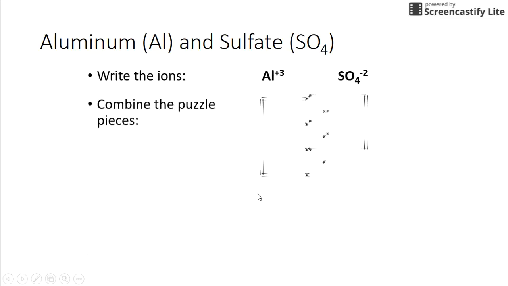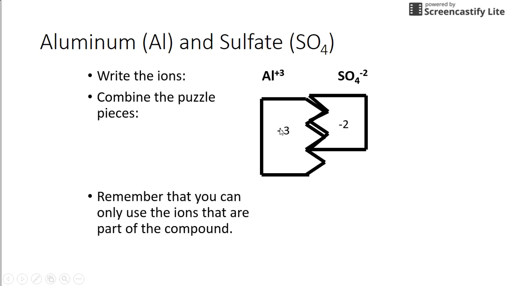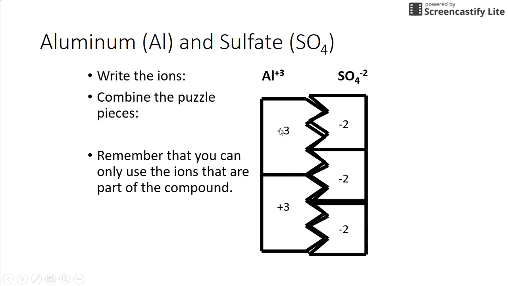Aluminum sulfate. Yeah, this is the ugly one. So aluminum's +3, sulfate's -2. So you're going to look for a lowest common multiple, which is 6. So since you want a +6, you need 2 aluminums. And since you want a -6, you want 3 sulfates. So it would be Al2(SO4)3. In this case, you would use the parentheses for the SO4 to show that all of those happen 3 times.